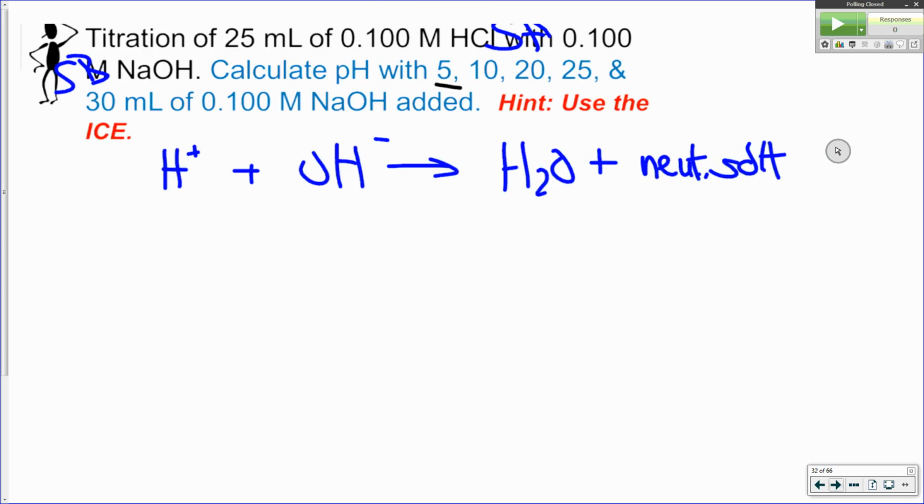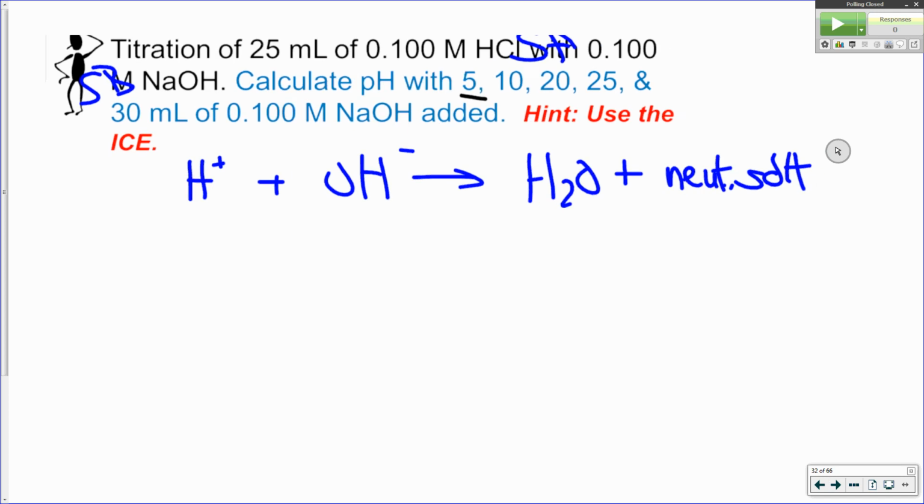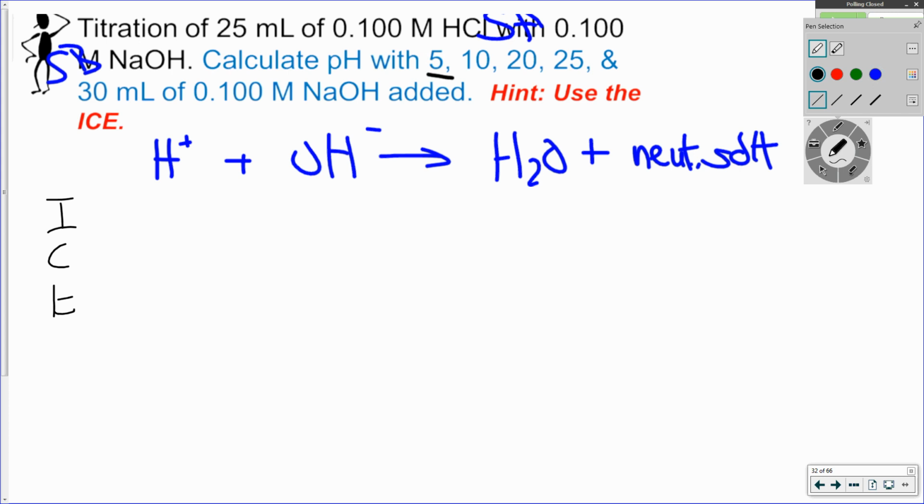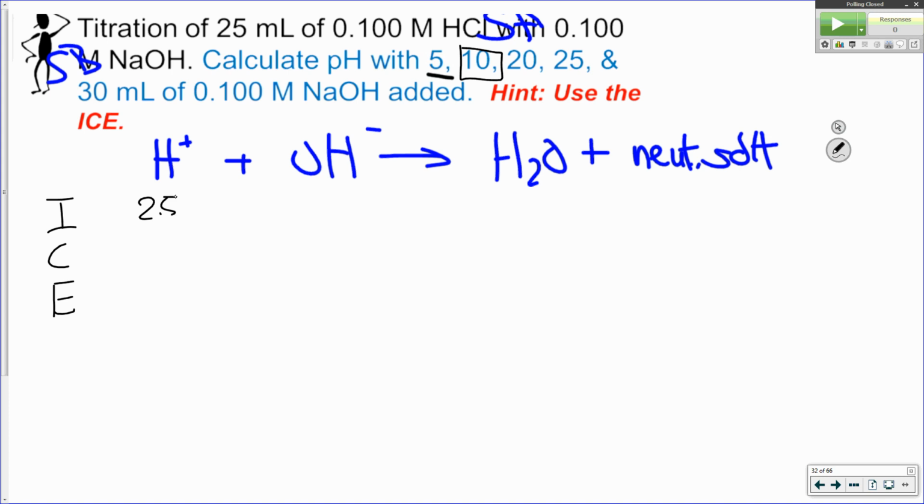Okay. Now we're going to do the one with 10 milliliters. If I start with 10 milliliters, I'm going to do the same thing. I'm going to set up my ICE table. If it were a 10 milliliter volume added this time, there's still the exact amount of H+. There's 2.5 millimoles. If I take my 10 milliliters times 0.1, now there's 1 millimole of the OH minus. So when the two things react, still the OH minus is going to be the limiting reagent.